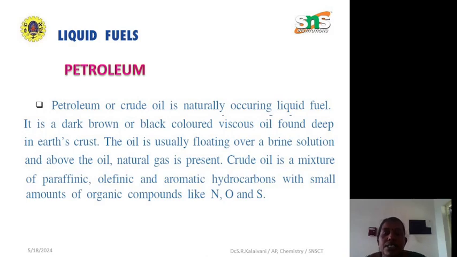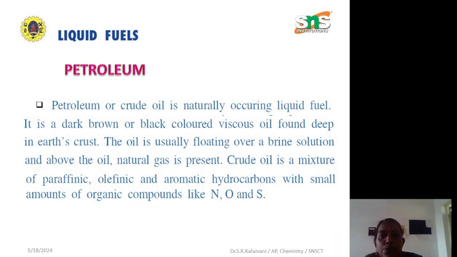Morning. Last class we discussed manufacture of metallurgical coke, that means solid fuels. In this class we discuss liquid fuels, petroleum or crude oil. Petroleum or crude oil is a naturally occurring liquid fuel. It is a dark brown or black colored viscous oil found in the earth's crust. This is a fossil fuel.